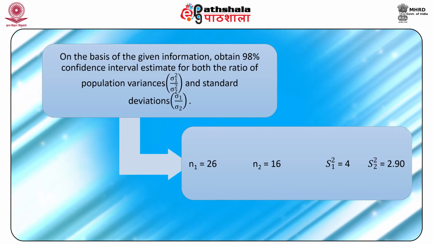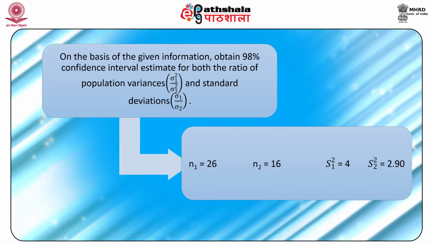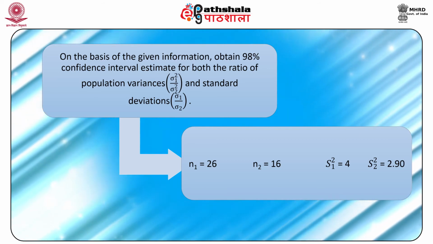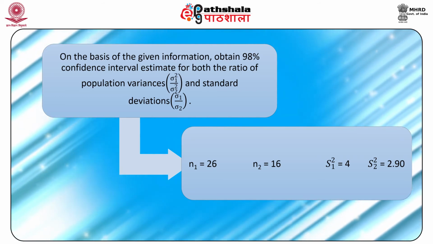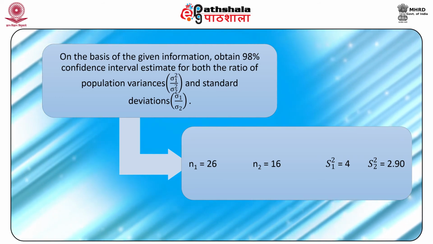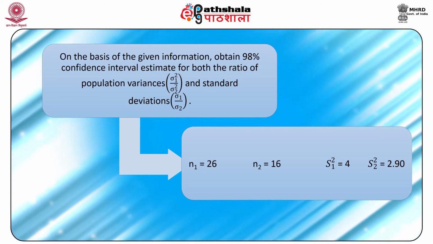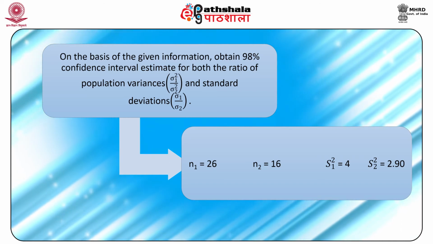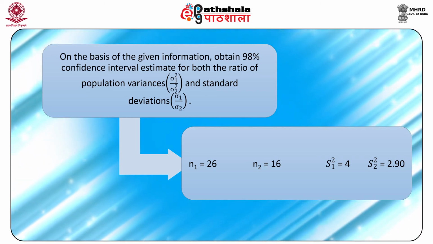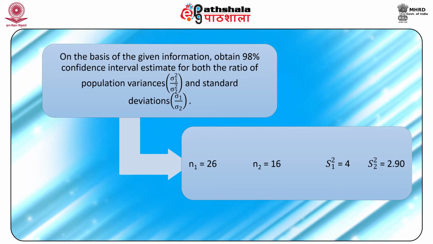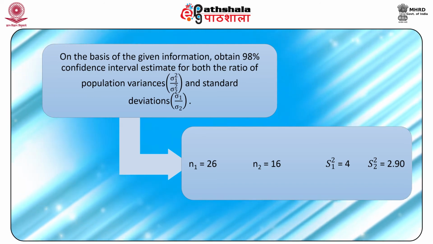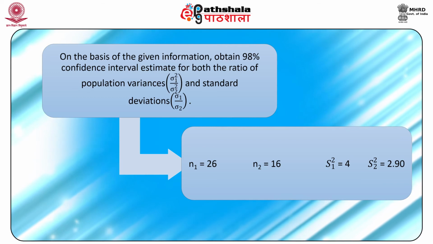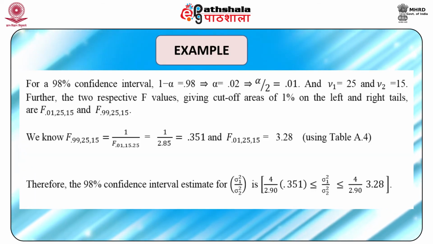Let us take example 5, which would explain the use of this. Now, on the basis of this given information, obtain a 98% confidence interval estimate for both the ratio of population variances sigma 1 square upon sigma 2 square and standard deviations sigma 1 upon sigma 2, where we are given n1 is equal to 26, n2 is equal to 16, s1 square is equal to 4 and s2 square is equal to 2.90. Look at the solution.